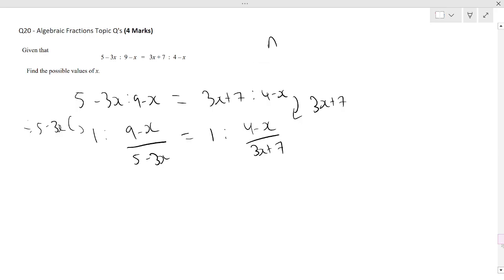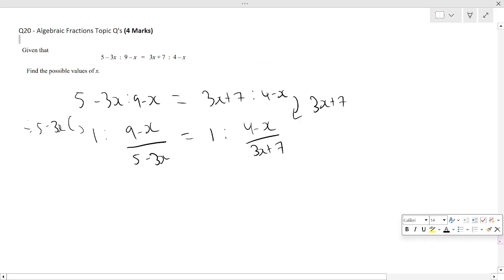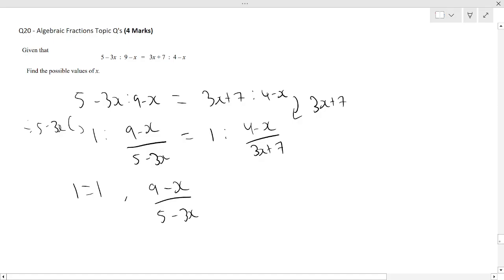What that means is if these two ratios are equal and they have the same number, that means these have to be the same. So 1 has to equal 1, clearly. But also, this second part has to be equal. So 9 minus x over 5 minus 3x has to equal 4 minus x over 3x plus 7. So that is how you jump from here to get an equation we can solve for x.